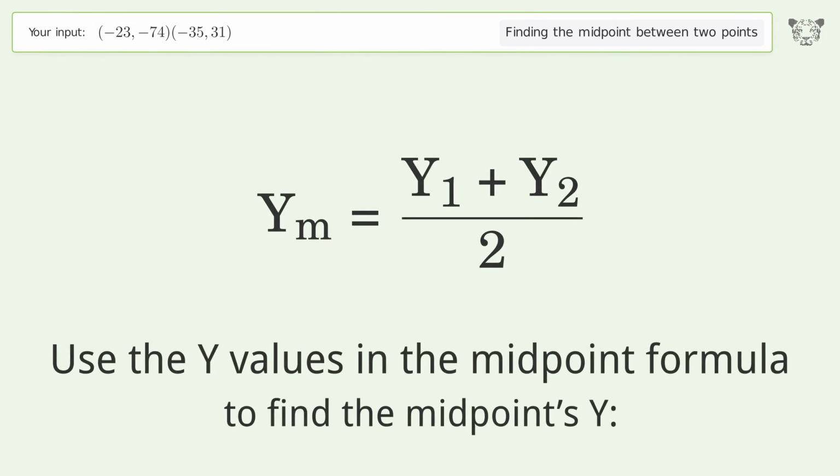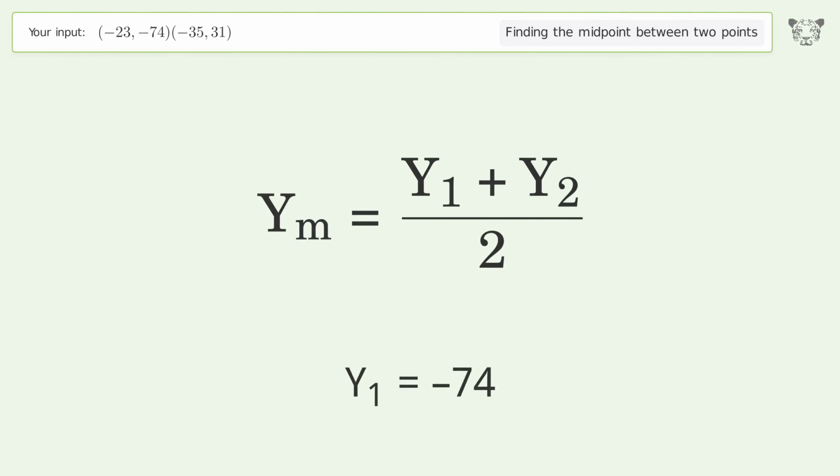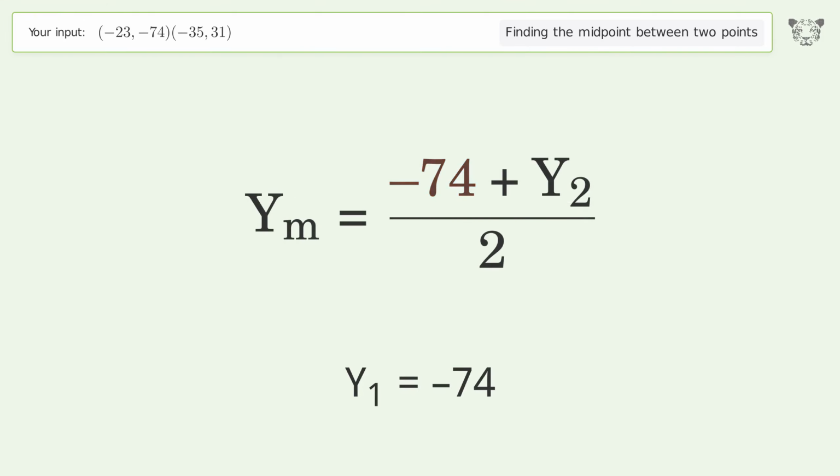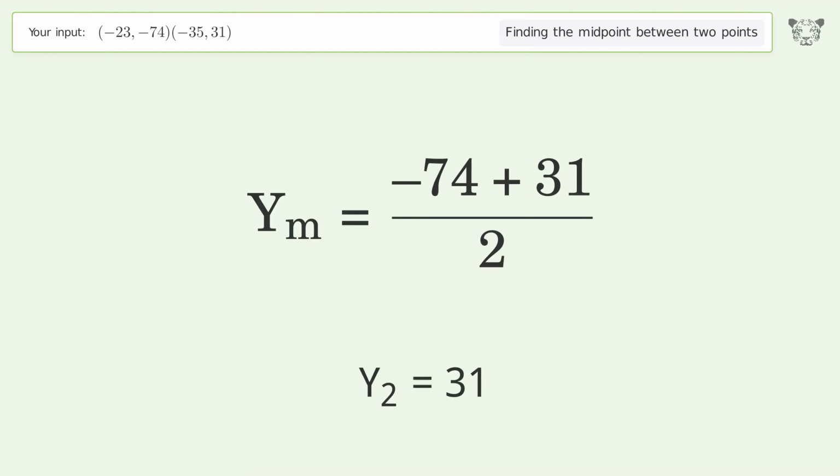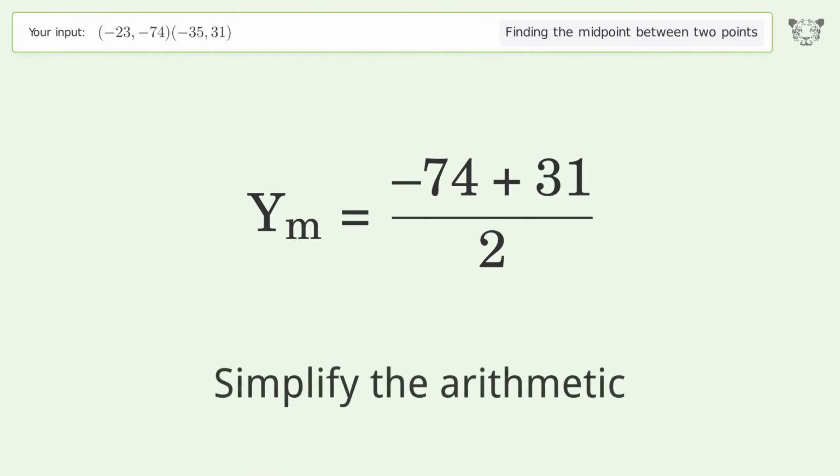Use the y values in the midpoint formula to find the midpoints y. y1 equals -74. y2 equals 31. Simplify the arithmetic.